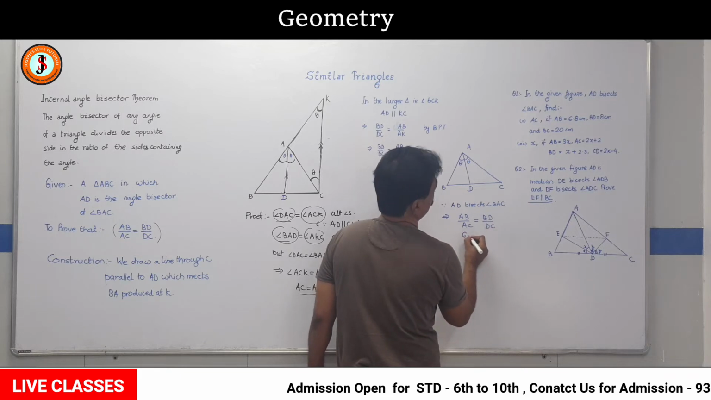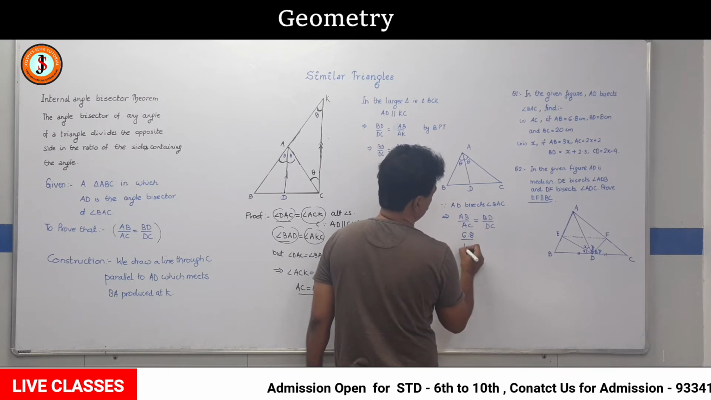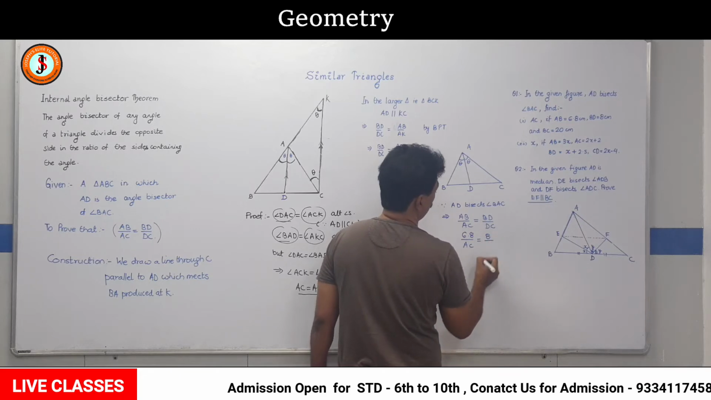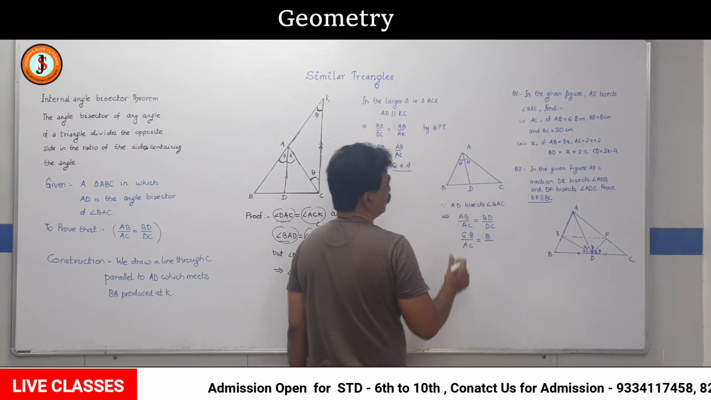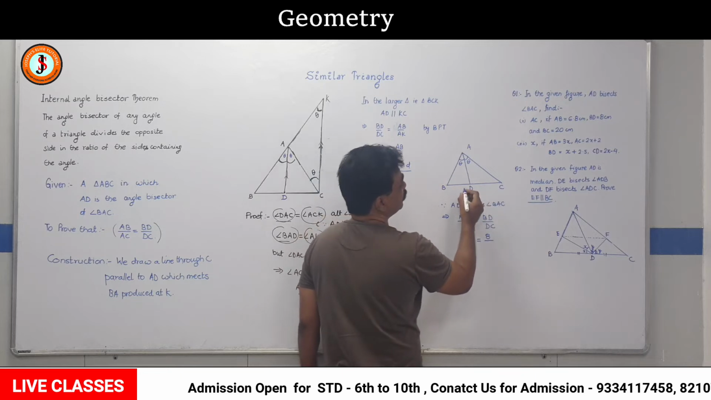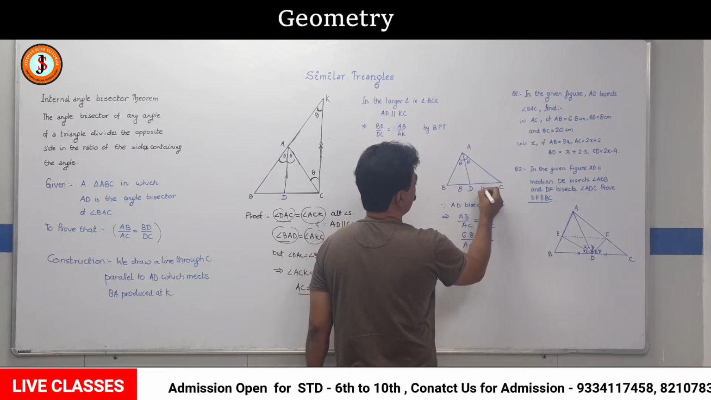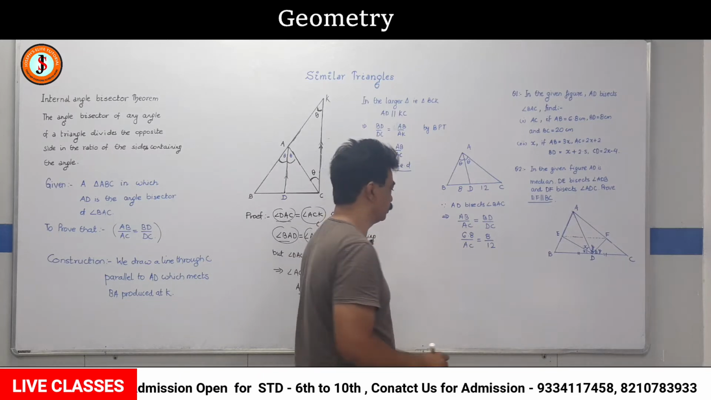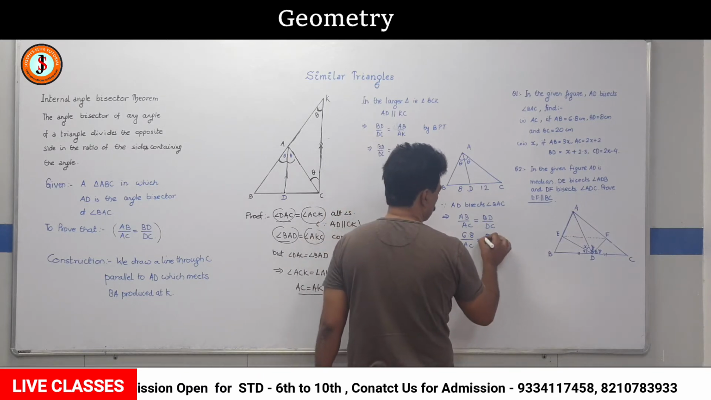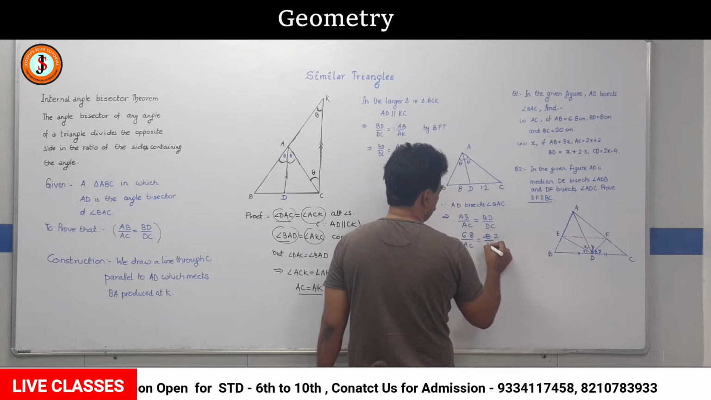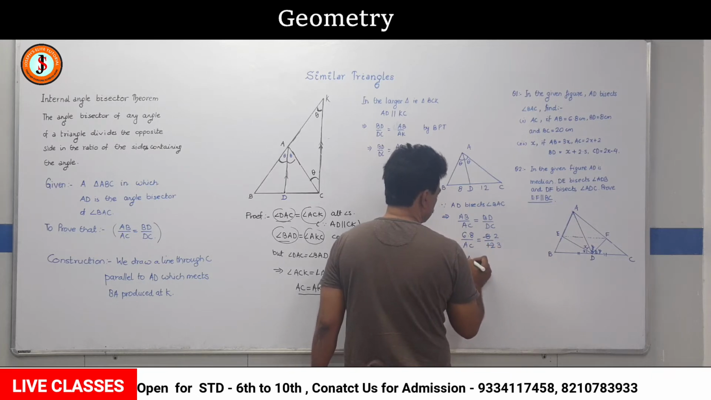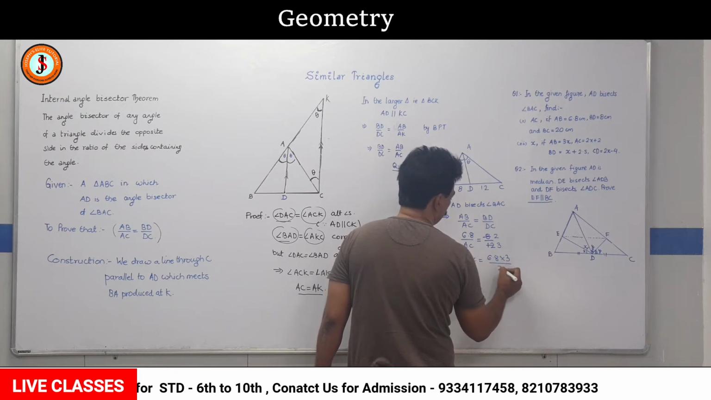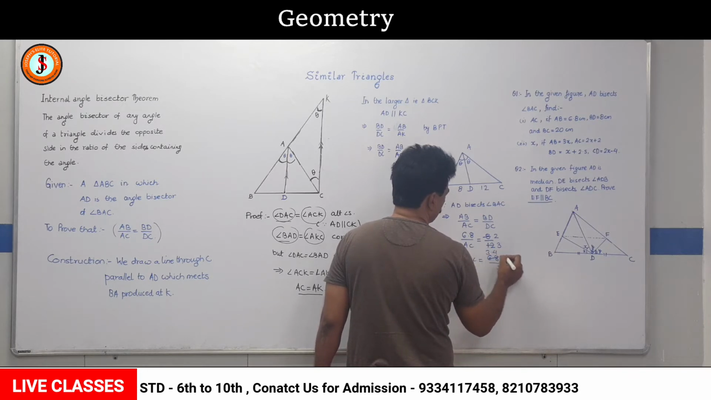AB is 6.8, it's given, divided by AC, which is not given, is equal to BD, which is 8, and BC is 20. If BC is 20 and BD is 8, that means CD will be 12. So I will put it as 12. Alright, so DC is 12. So this becomes 4 2s are 8 and 4 3s are 12. So now AC will be equal to 6.8 into 3 divided by 2.